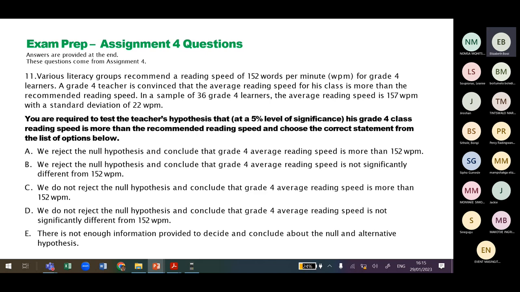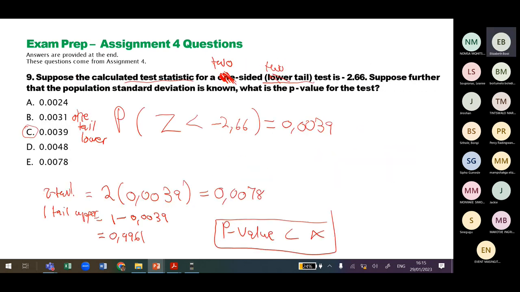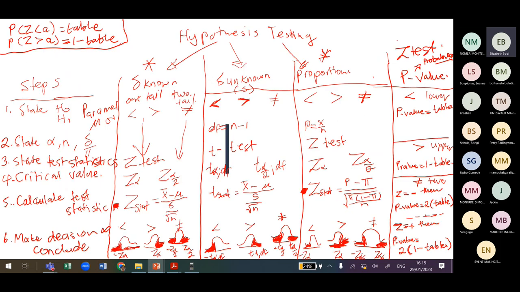So you cannot get to step number six without doing other steps. We do not reject the null hypothesis. There is not enough information. All of them are about step number six. And it means we need to do step one up until step five in order to get to step six. So let's follow all the steps.